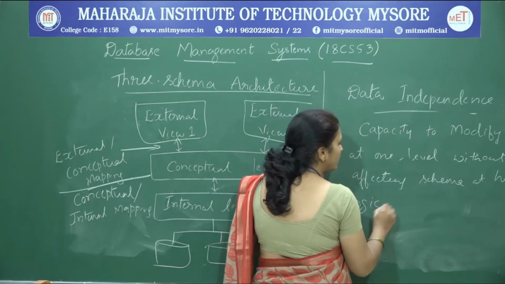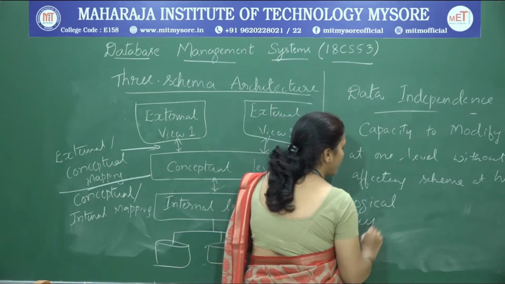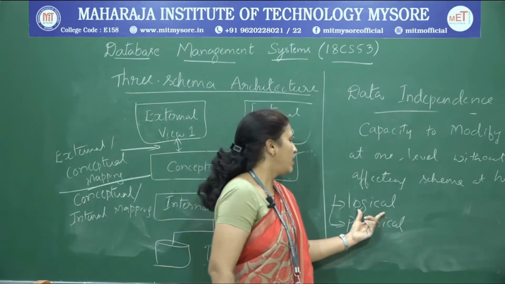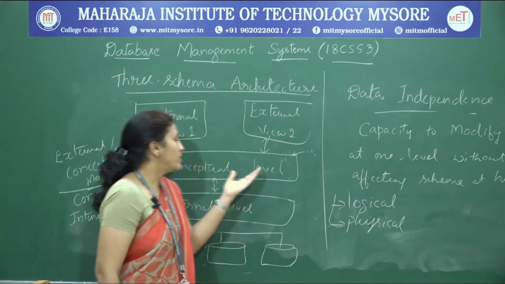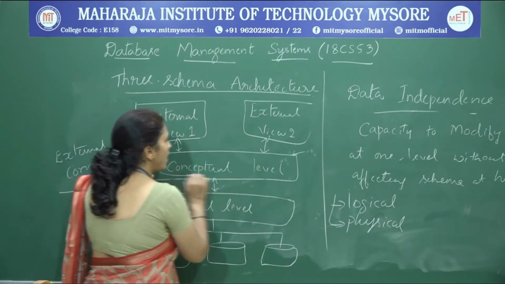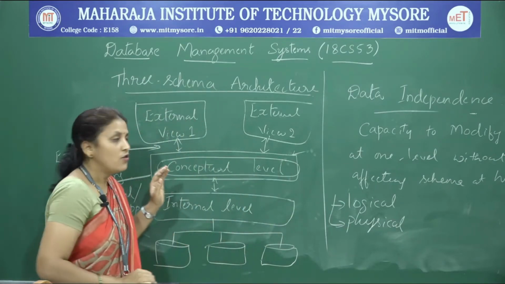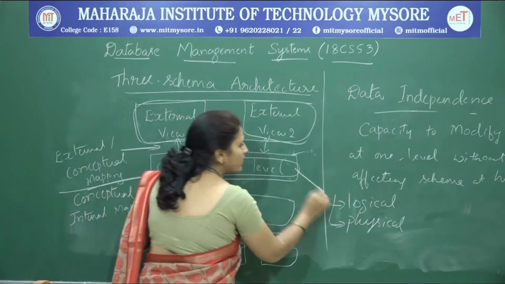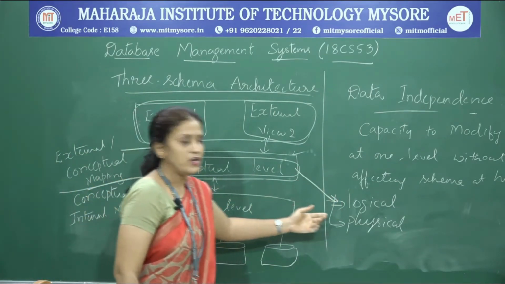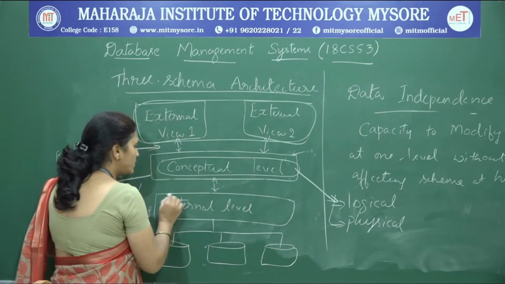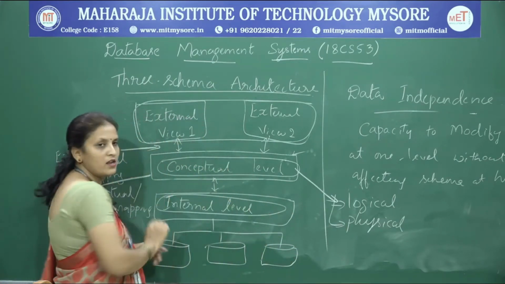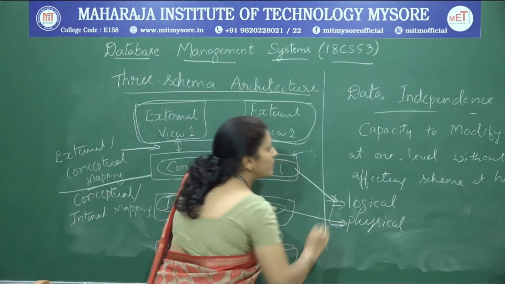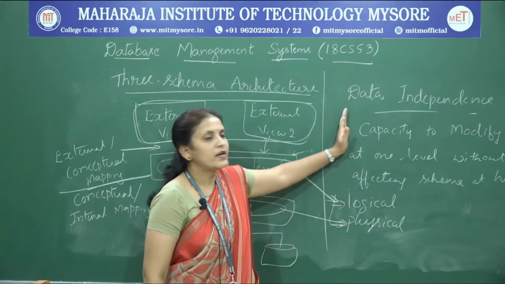One is logical data independence and another is physical data independence. What do we mean by logical data independence? Logical data independence is nothing but modifying the schema at the conceptual level without affecting the schema at external level. So, that is called logical data independence. The capacity to change the schema at internal level without affecting the schema at conceptual level is called physical data independence.